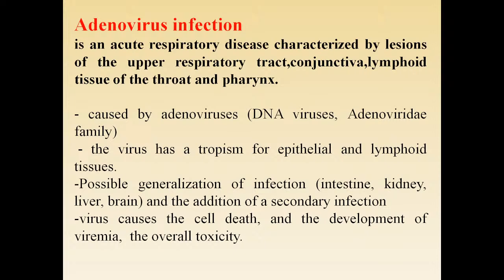Etiology: adenoviruses, DNA-containing, of the Adenoviridae family. This virus has a tropism for epithelial and lymphoid tissue of the upper respiratory tract. This is local change, with possible generalization of infection and damage to the intestine, kidney, liver, and brain.